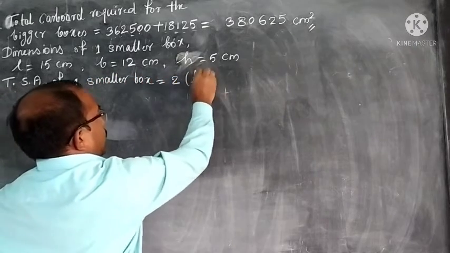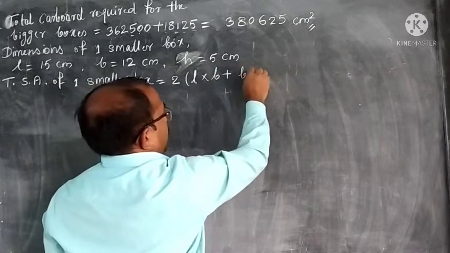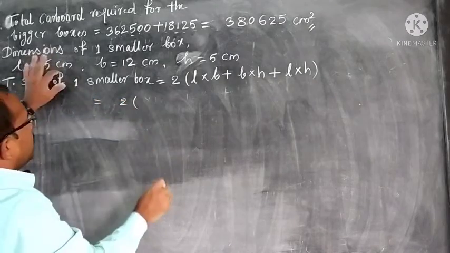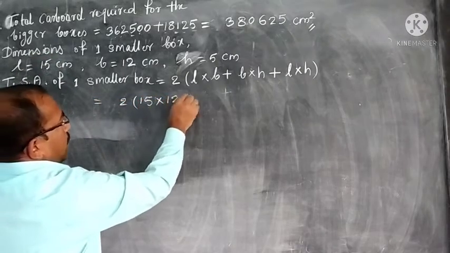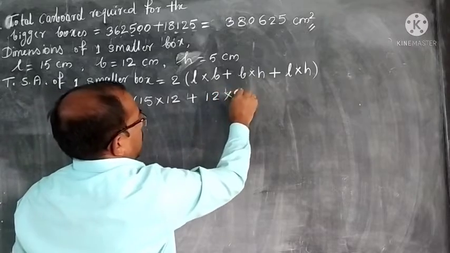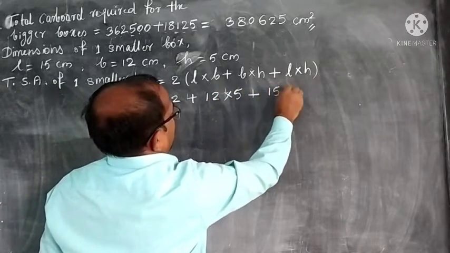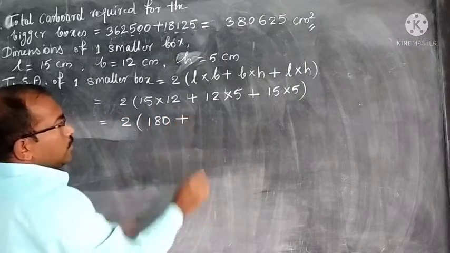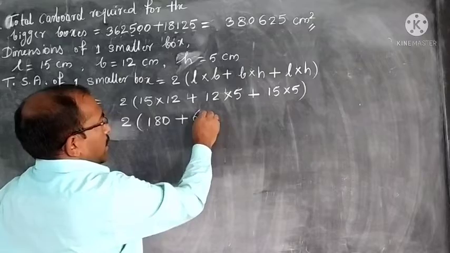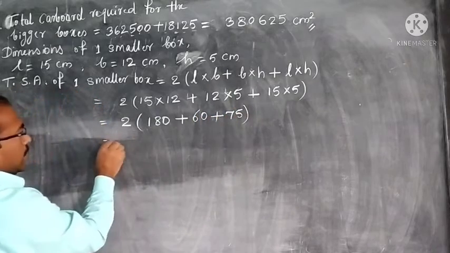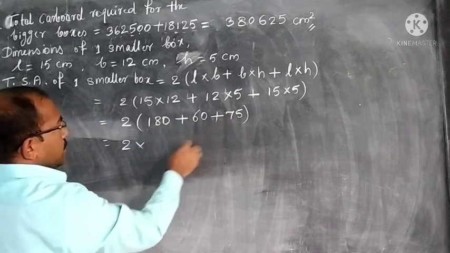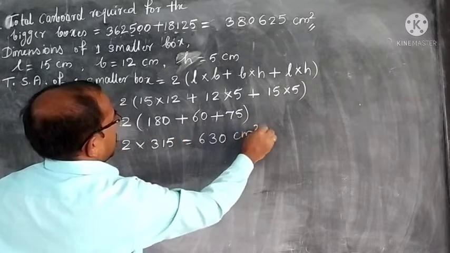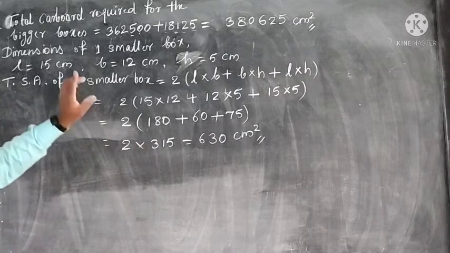We write the formula: 2 into (length into breadth plus breadth into height plus length into height). 2 into (15 into 12 plus 12 into 5 plus 15 into 5). 15 into 12 is 180, 12 into 5 is 60 and 15 into 5 is 75. You get 2 into 315. So 315 into 2 is 630 centimeter square needed for one smaller box.